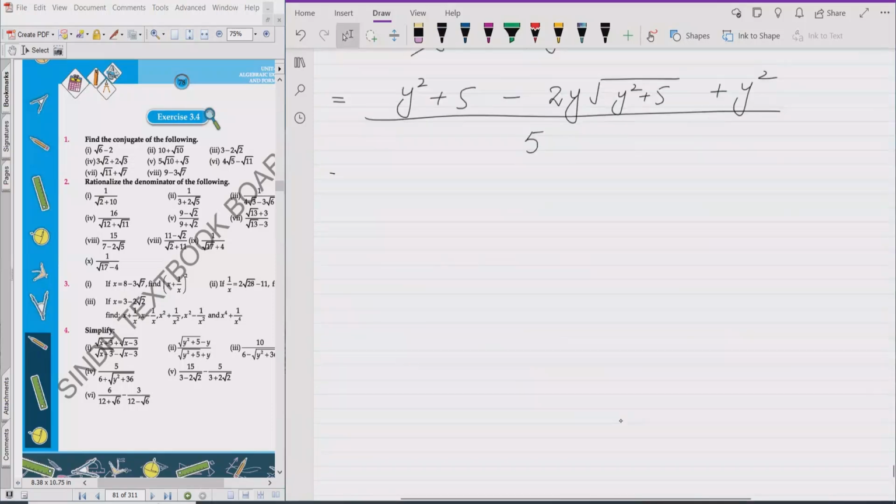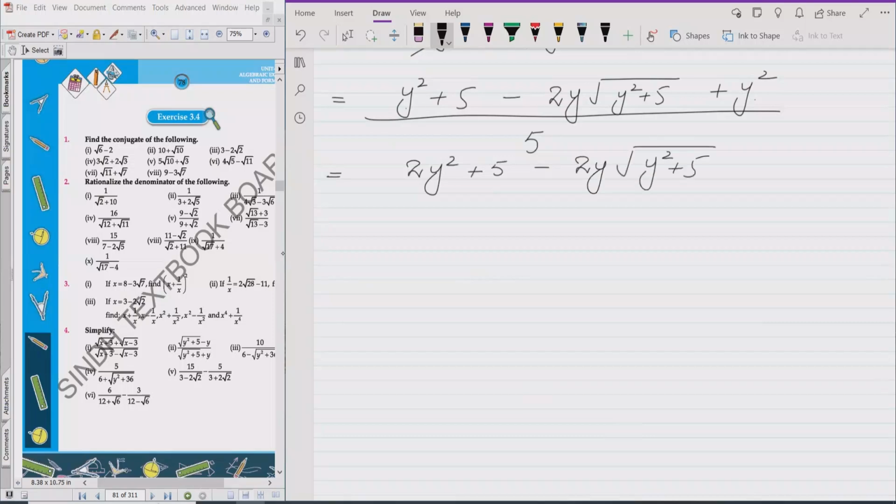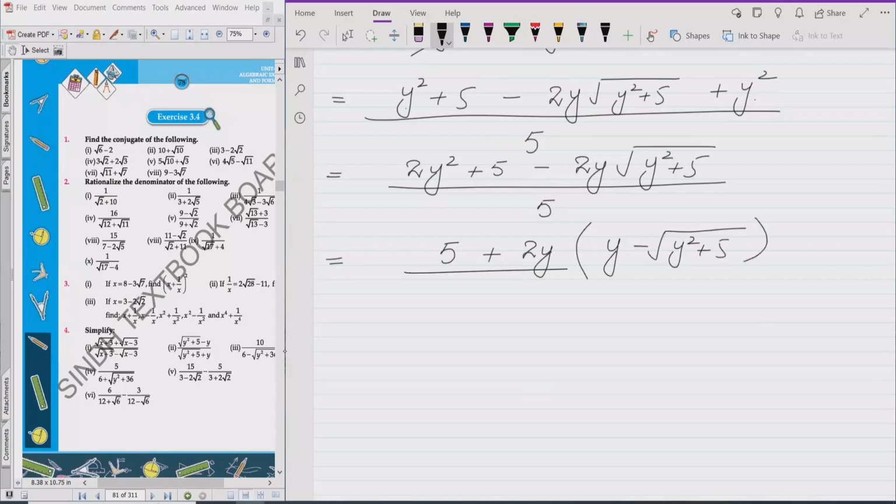Now we can simplify these terms. y squared plus y squared becomes 2y squared, and this one is 5, and this one is 2y root y squared plus 5, and in the denominator we get 5. So you can also take a common factor from these terms. So we will get 5 plus 2y common from these terms. So now we get y minus 2 root y squared plus 5 upon 5. So the answer is this one. I hope you understand this question as well.